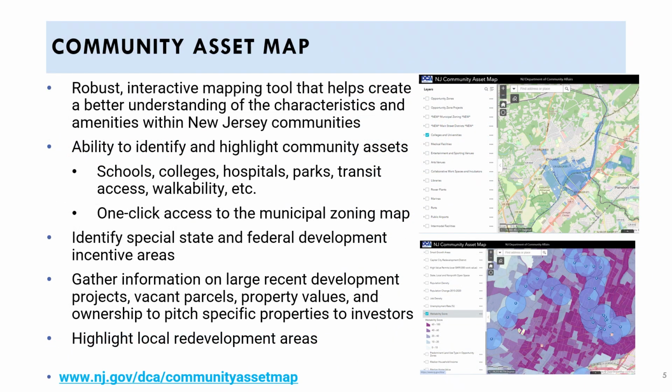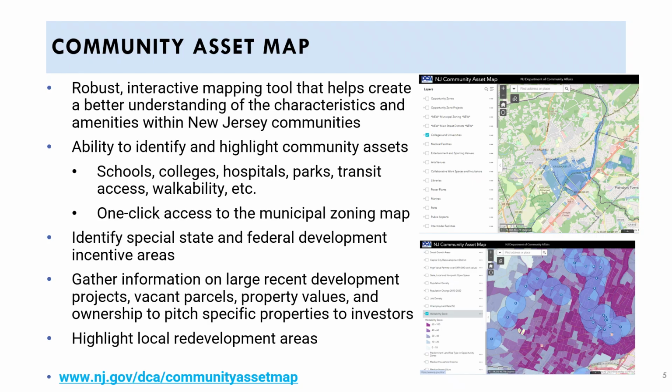Another very important resource is our interactive community asset map. This is a robust mapping tool that helps create a better understanding of the characteristics and amenities within each of New Jersey's communities. With the asset map, you have the ability to identify and highlight community assets, such as schools, colleges, libraries, hospitals, parks, transit access, and walkability.